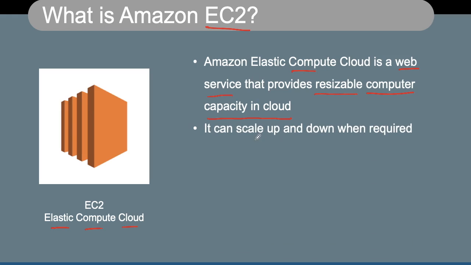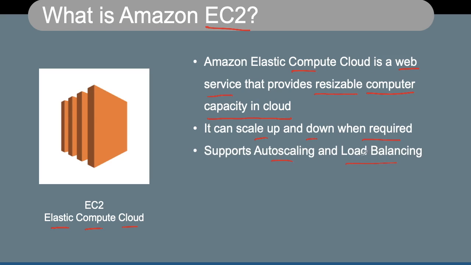It can scale up and down whenever required. So you can increase the capacity, you can decrease the capacity, and you can also do it automatically by using something called ASG, which is Auto Scaling Groups. Whenever typical thresholds are met, it will increase your capacity, and decrease your capacity whenever your demand goes higher and lower. It supports auto scaling and load balancing.